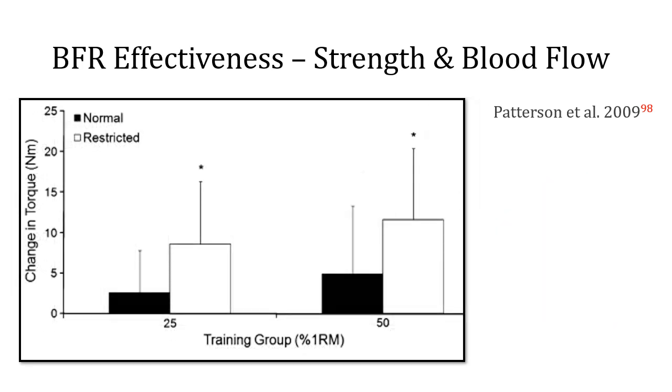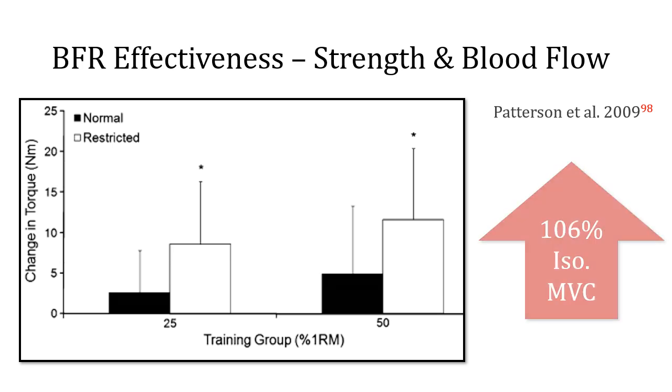Okay, so same cohorts, just looking at a different outcome. On the y-axis here, we have change in torque in Newton meters. Once again, we see a significant difference between both limbs, be it the limb that is trained at 25% or that which is trained at 50%. Once again, the blood flow restriction training group is 2 to 3 times that of the unrestricted limb. And if you calculate the difference, it's a 106% difference in the isometric volitional contraction in peak torque.